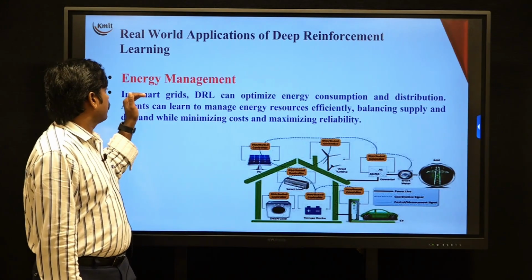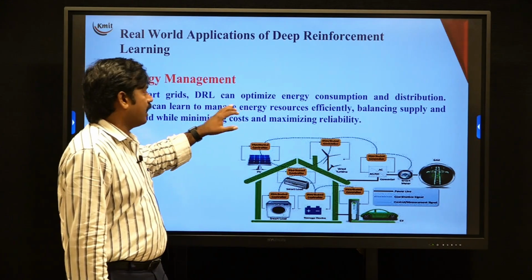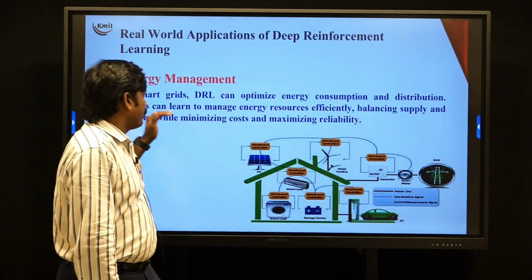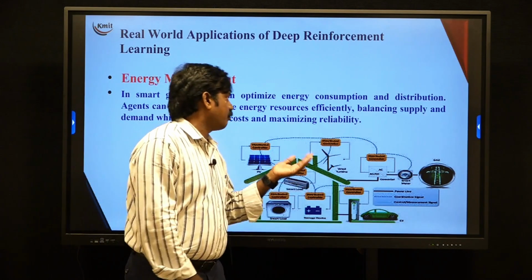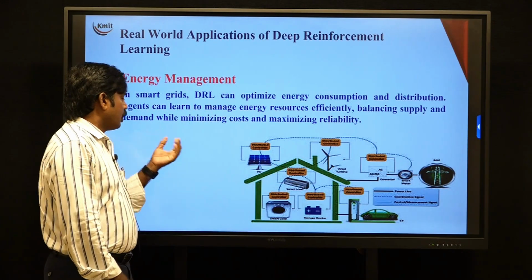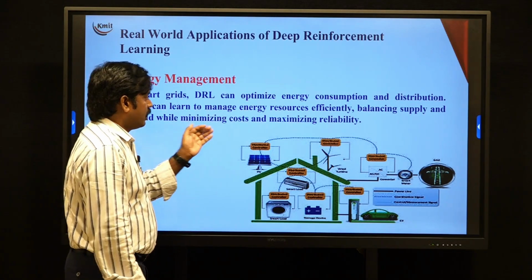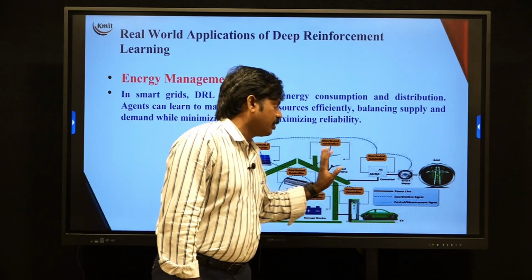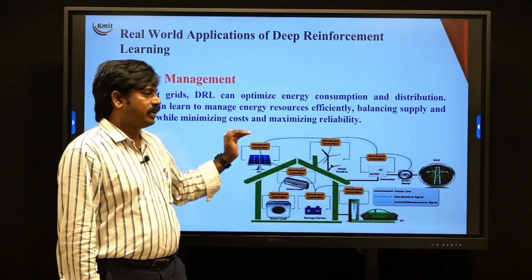Next one is energy management. Energy management uses deep reinforcement learning. It optimizes energy consumption and distribution. It is the best and efficient utilization of energy resources, balancing supply and minimizing wastage. The analysis operations are done with deep learning algorithms, and reinforcement learning is used for decisions.